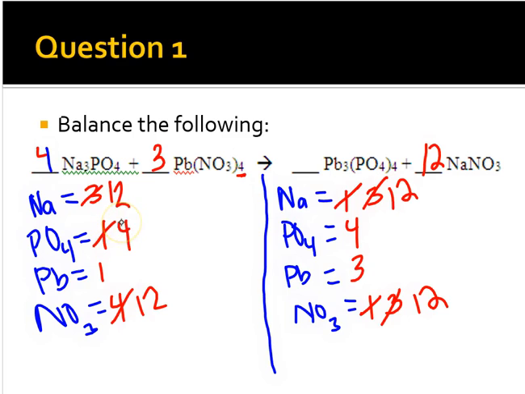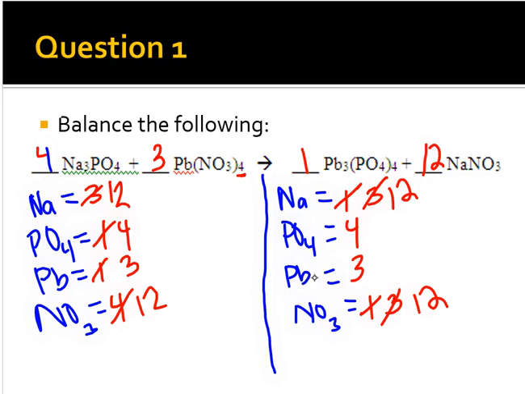If you notice, that balances out with what's on the product side. For lead, putting a 3 here makes lead equal to 3 on the reactant side, and that makes it equal on the product side too. By noticing the least common multiple of 12, I was able to save myself a lot of time and effort by just knowing that was going to happen. So the balanced equation would be 4, 3, 1, and 12.